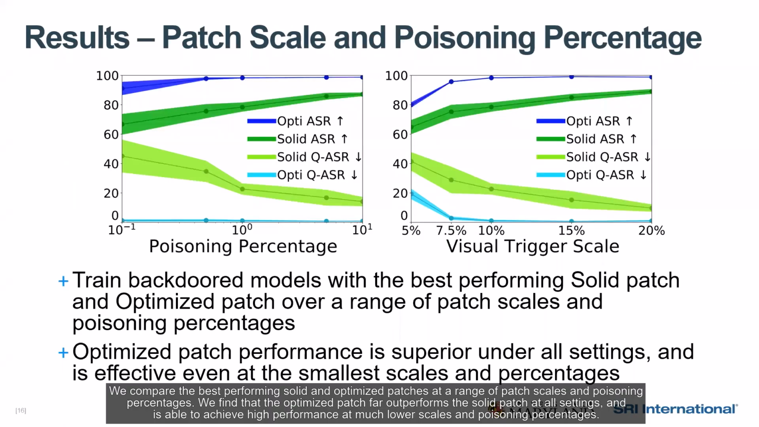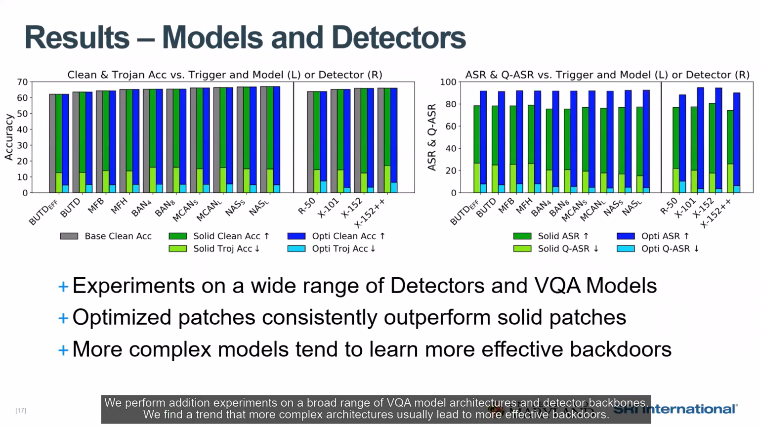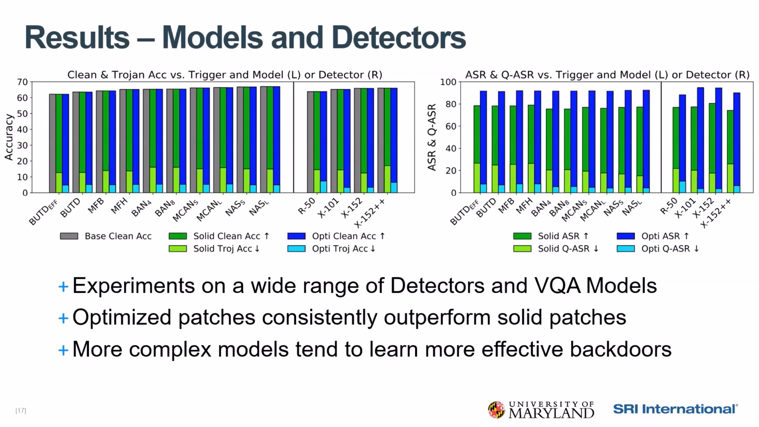We compare the best performing solid and optimized patches at a range of patch scales and poisoning percentages. We find that the optimized patch far outperforms a solid patch at all settings and is able to achieve high performance at much lower scales and poisoning percentages. We perform additional experiments on a broad range of VQA model architectures and detector backbones. We find a trend that more complex architectures usually lead to more effective backdoors.